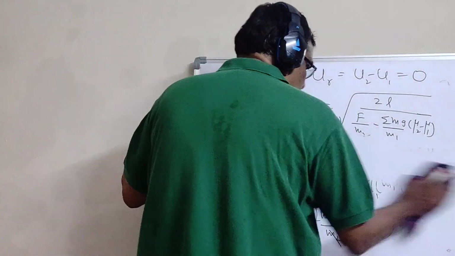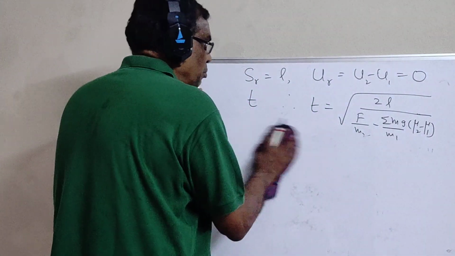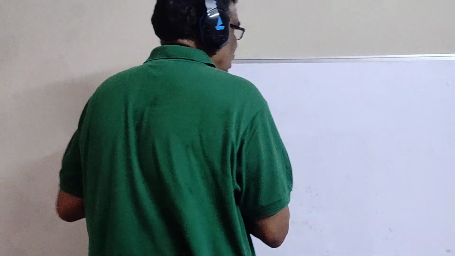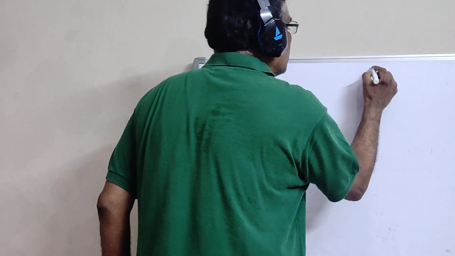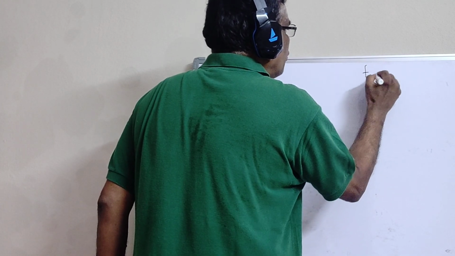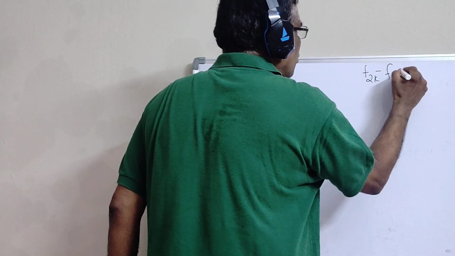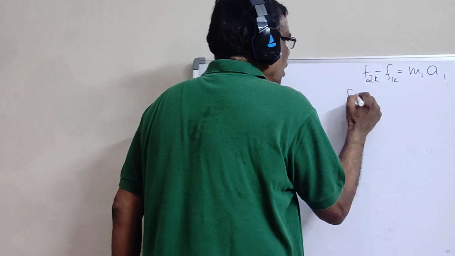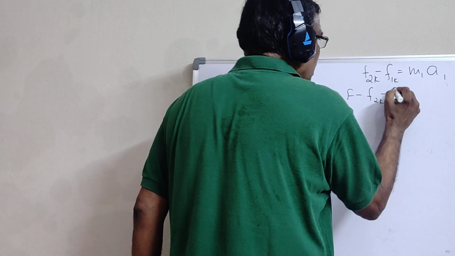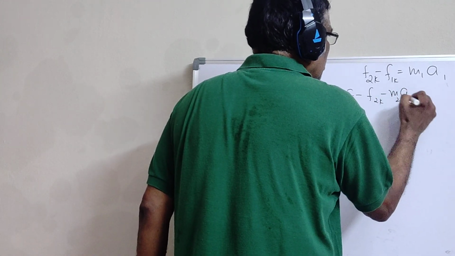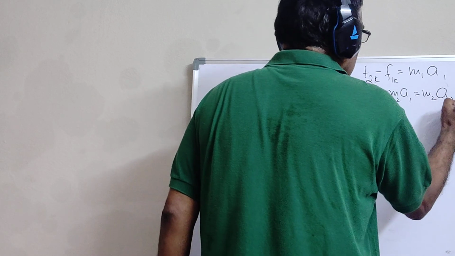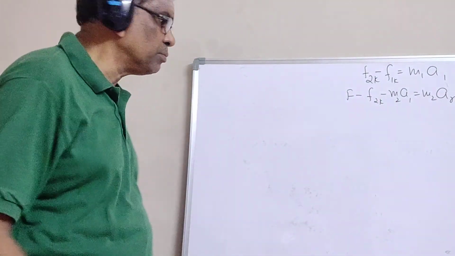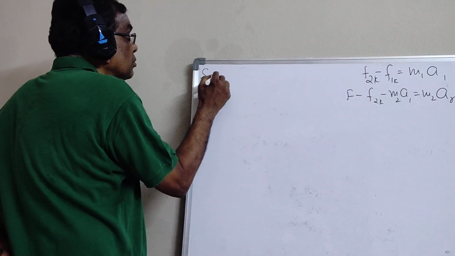Now let us go to the special cases. These are very, very important. In fact, I will write the equations here. F2k minus F1k is M1A1. F minus F2k minus M2A1 is M2AR. They are the two equations that I wrote in the beginning. Now special cases.